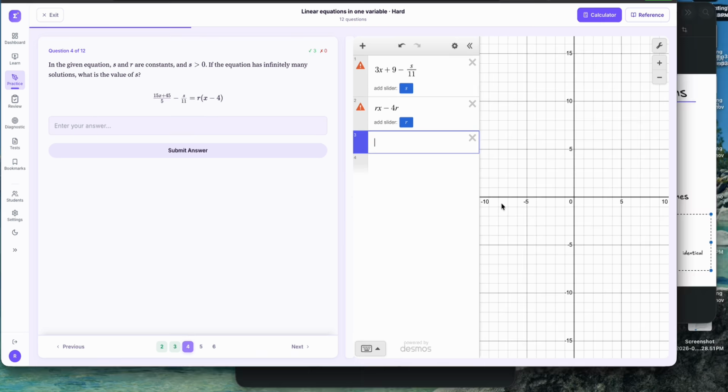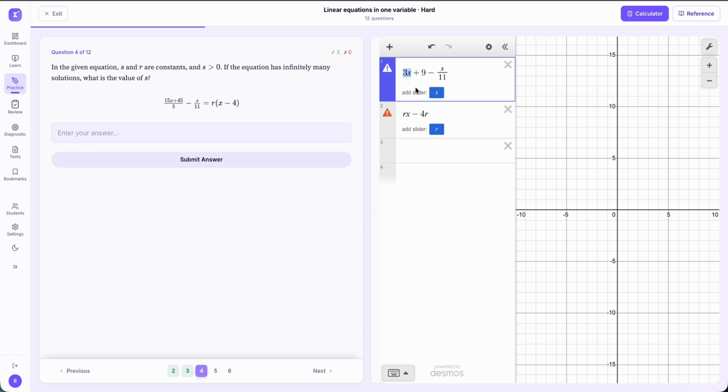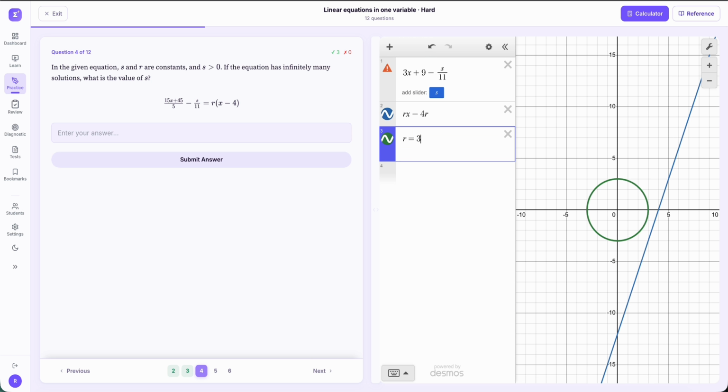So what do we know? We said it again. Same slope, same y-intercept. The slope's the easy part. You see slope here is 3x, slope here is rx, right? So r has to be 3. That's what we know. r is 3. I'm just going to write this here, but I'm going to replace this. If I replace r with 3, this part of the equation, which was 3x minus 4r, becomes 3x minus 12, right? So hopefully that makes sense.